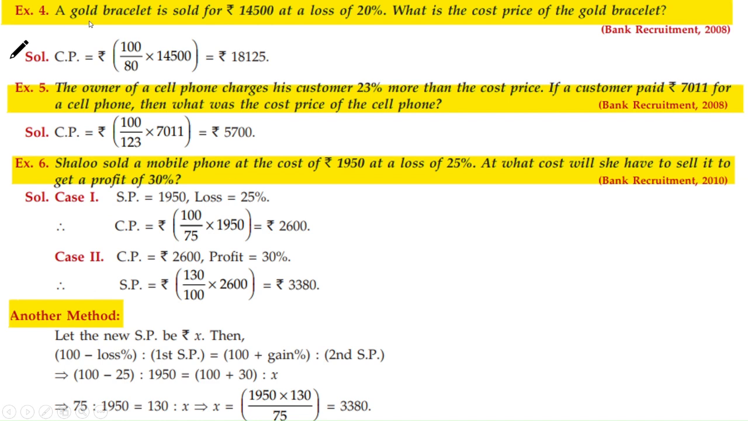A gold bracelet is sold for rupees 14,500 at a loss of 20%. What is the cost price of the gold bracelet? Cost price equal to 100 by 80 into 14,500, that equal to 18,125.